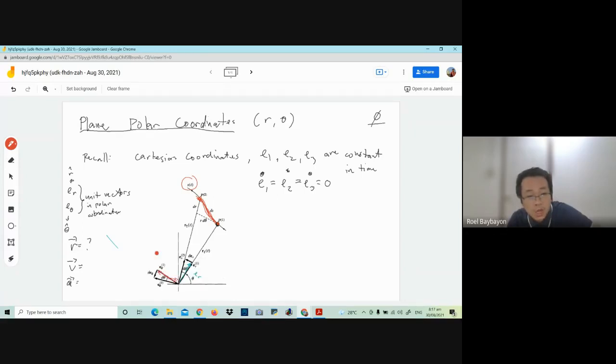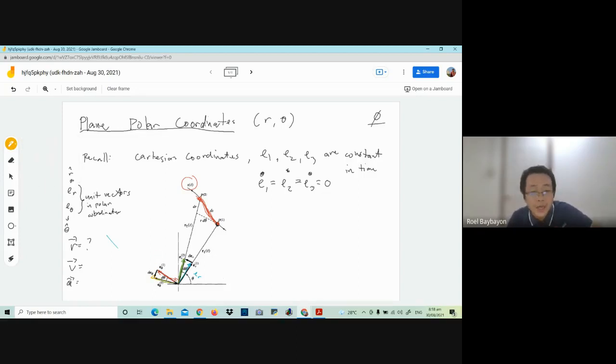I colored this one sky blue, or this one red. Now, at point 2, take note that e_r is changing, right? So e_r2 is now going to this direction. And also e_theta 2 at point 2 is going to this direction.